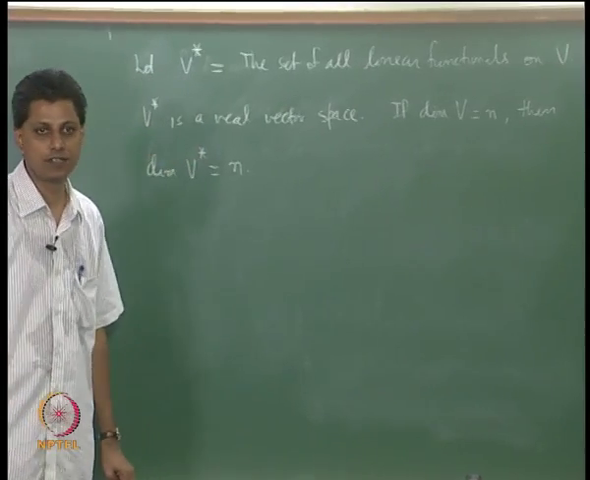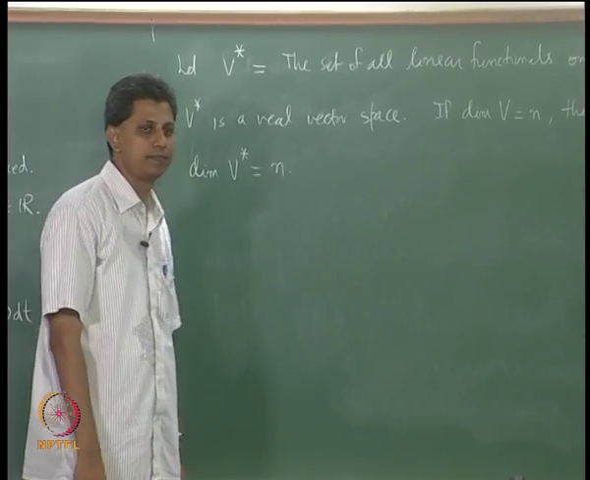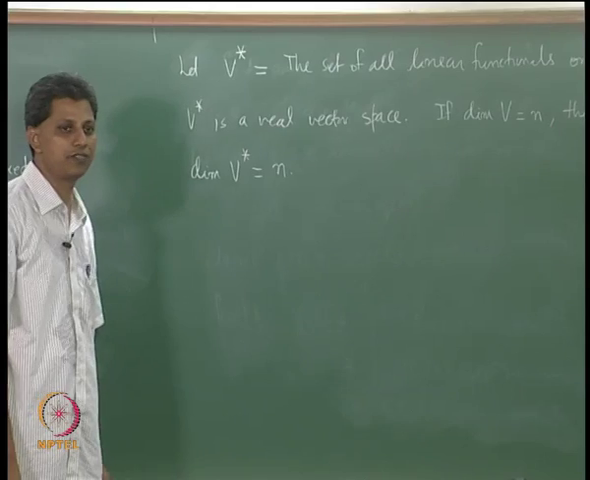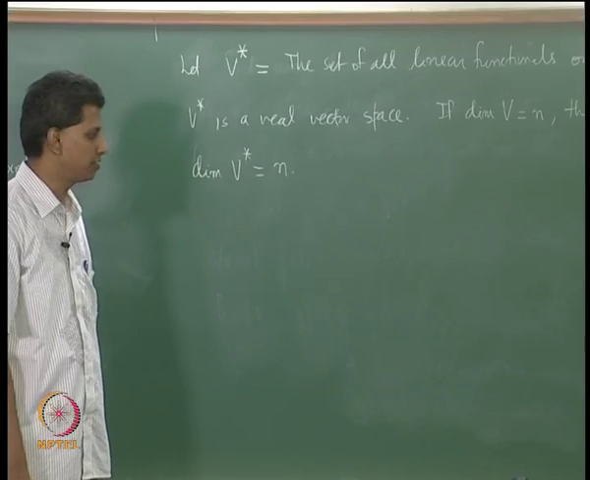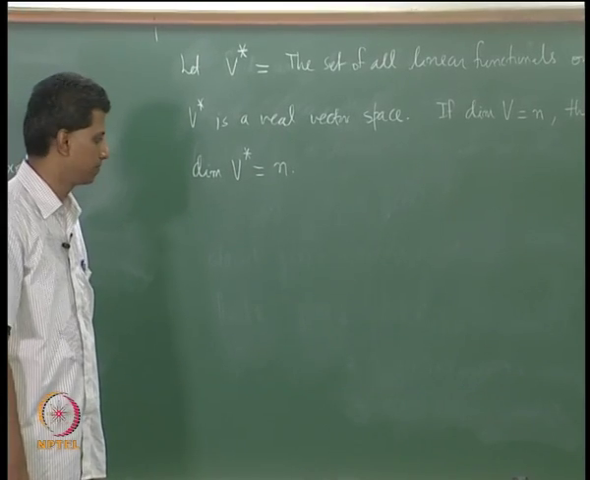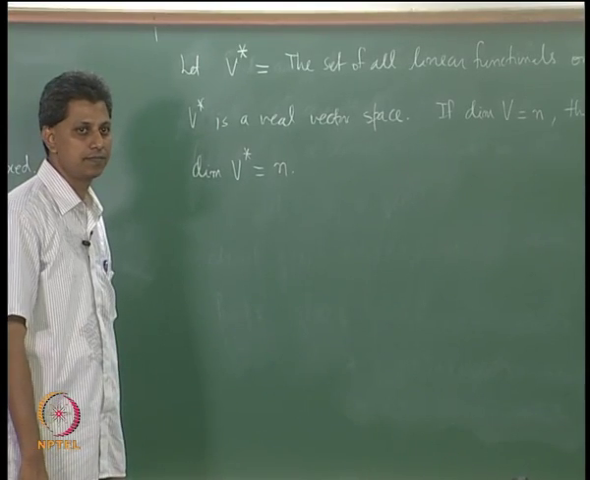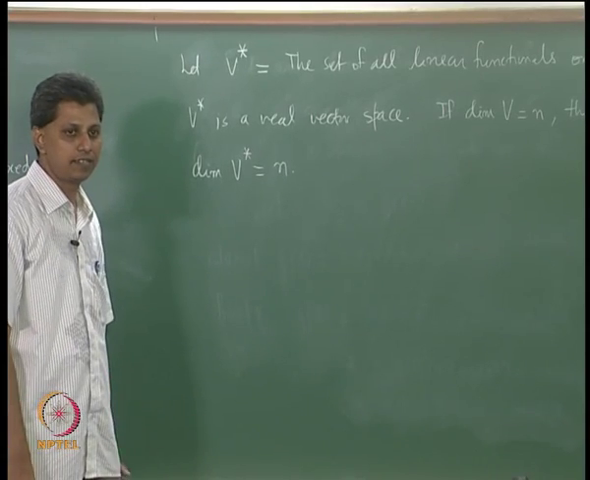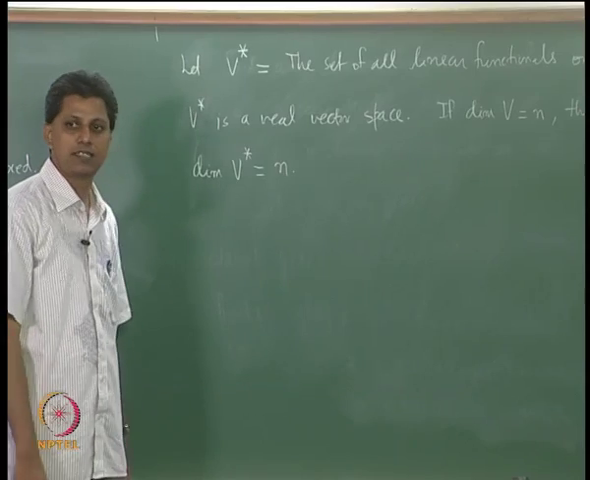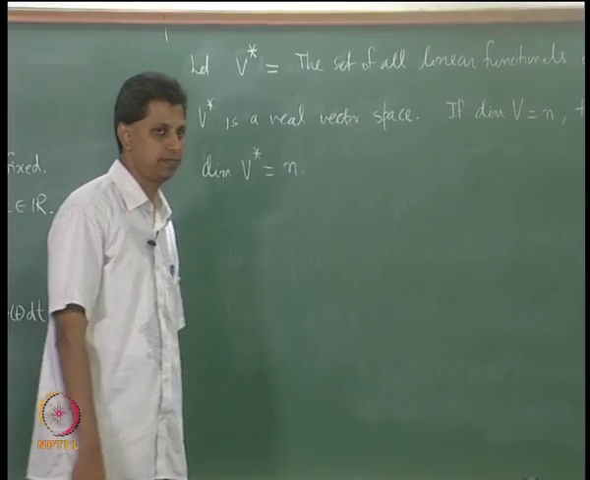Okay, so we have certain information on V star. V star has the same dimension as V for finite dimensional spaces. The question is, can I write down a basis for V star in such a way that this in some sense corresponds to a basis for V that I start with? That is the question.